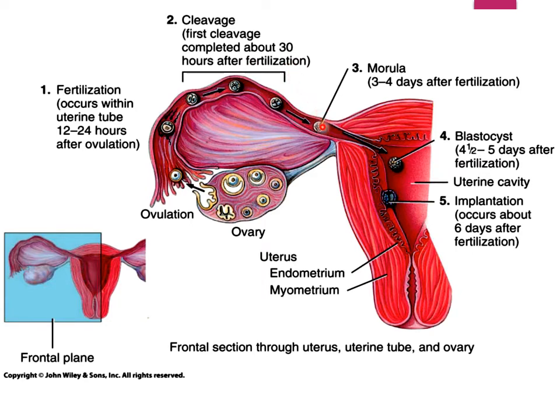Here the morula continues its way until it reaches the uterus. Here the blastocyst is formed due to the division of the zygote, and this will be implanted in the endometrium of the uterus. Here implantation occurs about the end of the first week after fertilization.